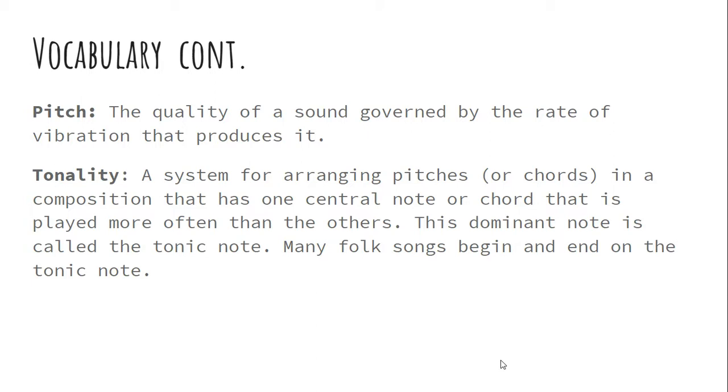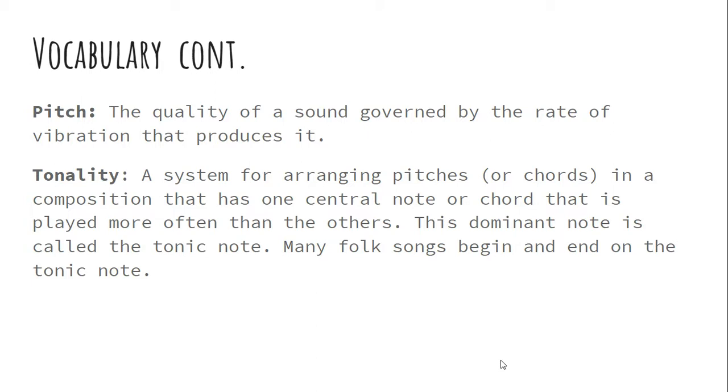When we talk about tonality, tonality is a system for arranging those pitches or chords in a composition that has one central note or chord that is played more often than the others. This dominant note is called the tonic note. Again, if I'm playing something in C major, here's a chord progression in C major. I begin and end that progression on C, or with a C major chord.